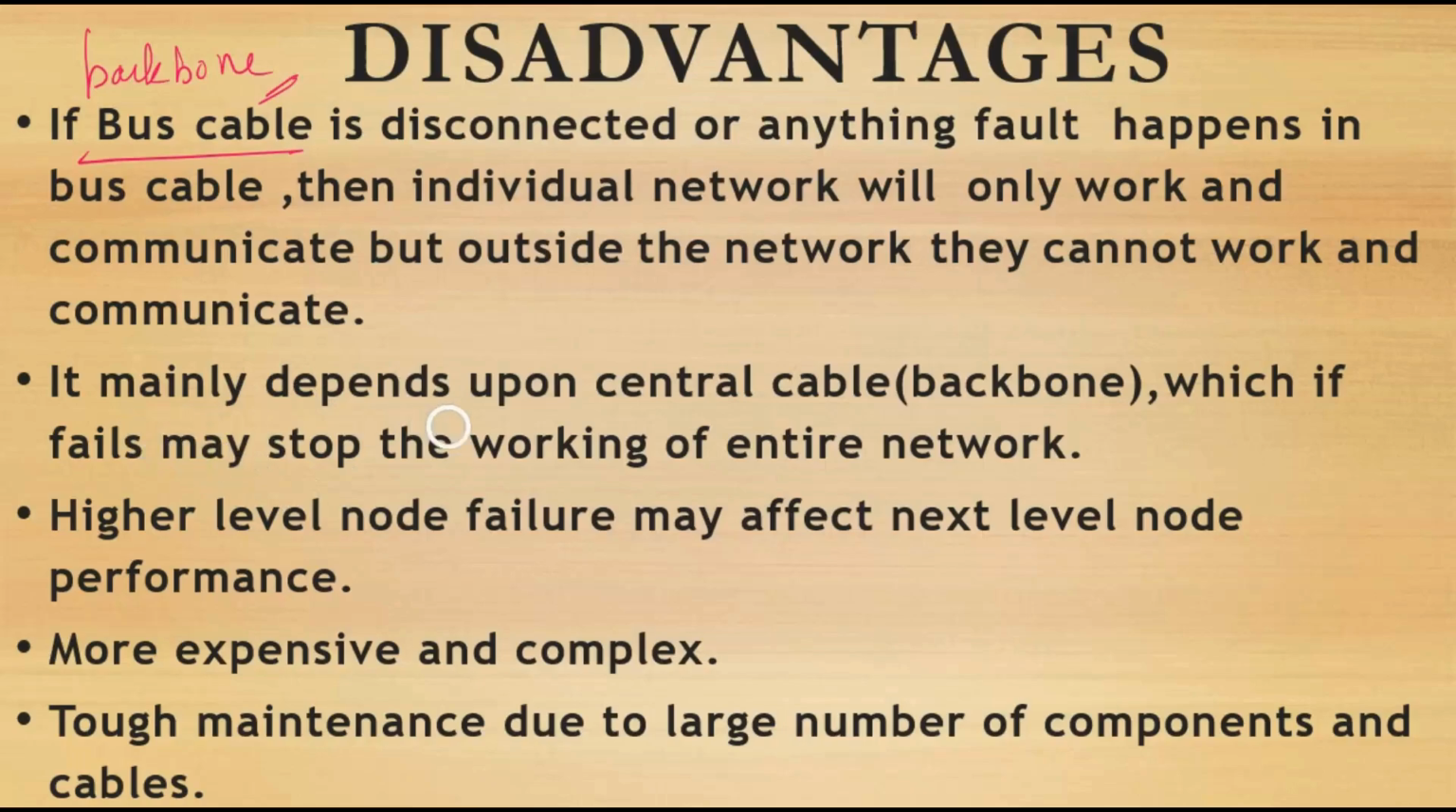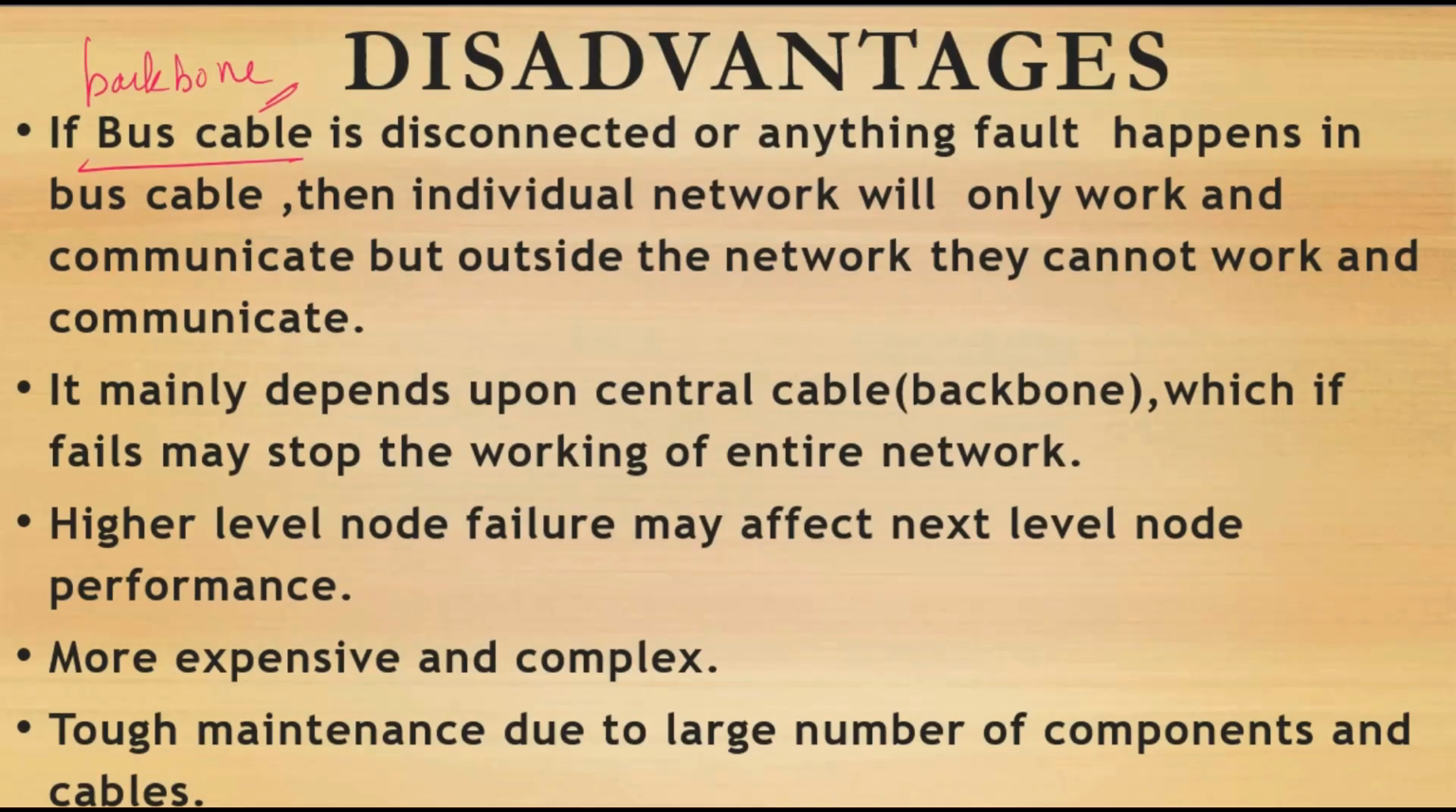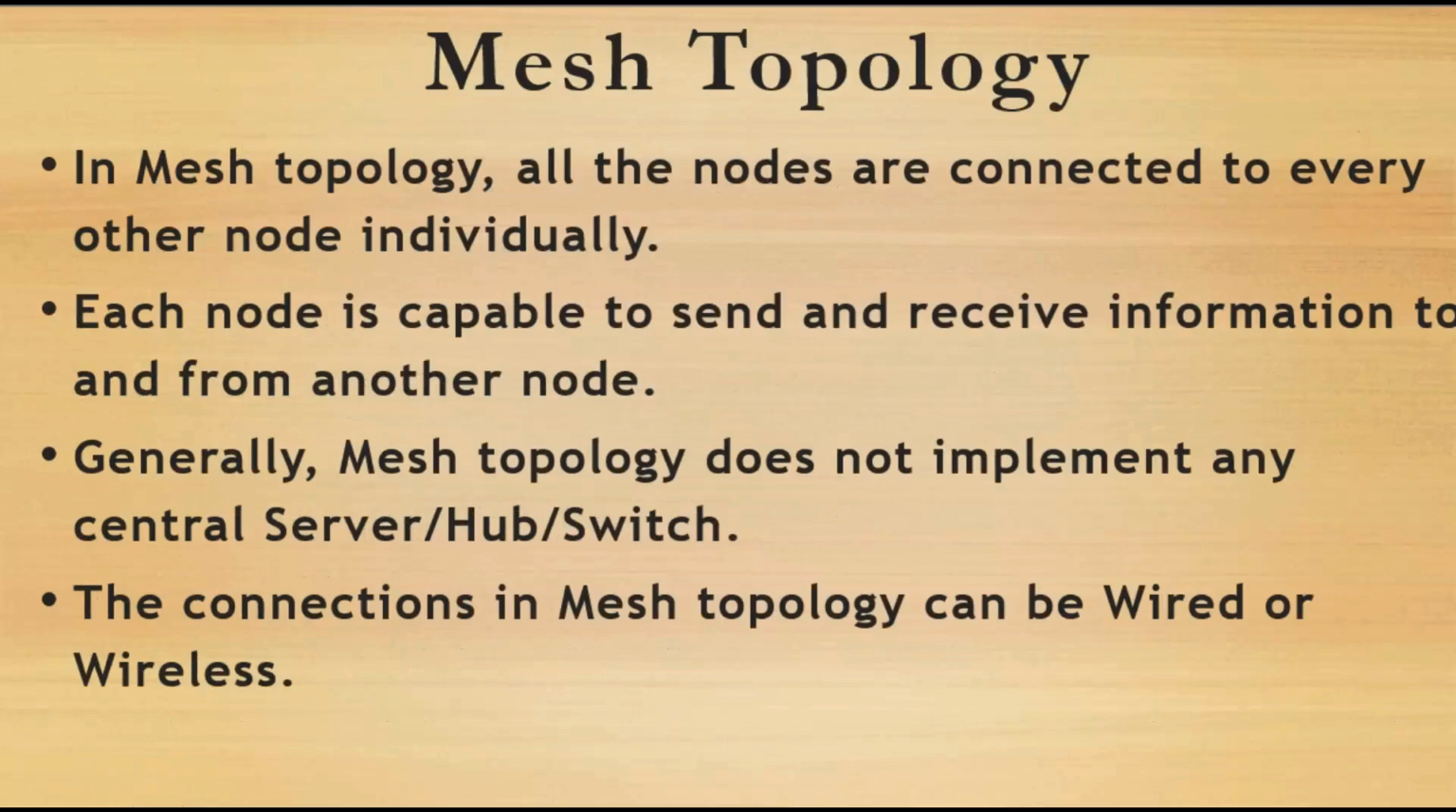It mainly depends on the central cable or backbone, which, if it fails, may stop the working of the entire network. Higher level node failure may affect the next level node performance. If the hub fails, then the two nodes cannot send any messages to the hub. It is more expensive and complex, and it is tough to maintain due to the large number of components and cables. It needs a large number of cables and more components to connect, so it is very tough to maintain, and it is considered the most expensive and complex.